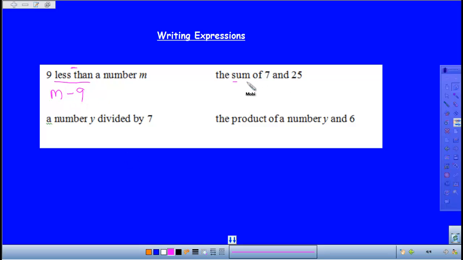For the second one, the sum, that tells me we are going to add, of 7 and 25. So I'm just writing the expression 7 plus 25. You are not finding the answer. All you do is write the expression. And then a number y divided by, well, that's a pretty easy one because it tells me we're going to divide, y divided by 7. So you could do y over 7, or you could write y divided by 7. And then the last one, the product, that tells me we are going to multiply, of a number y and 6. So you could either do y times 6, you could do 6y, you could do 6 times y.